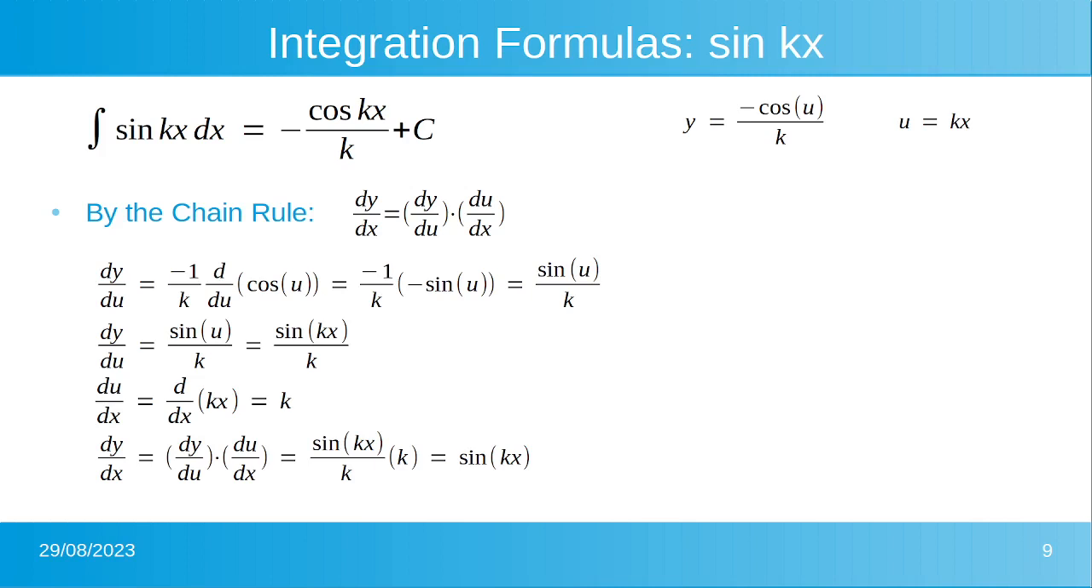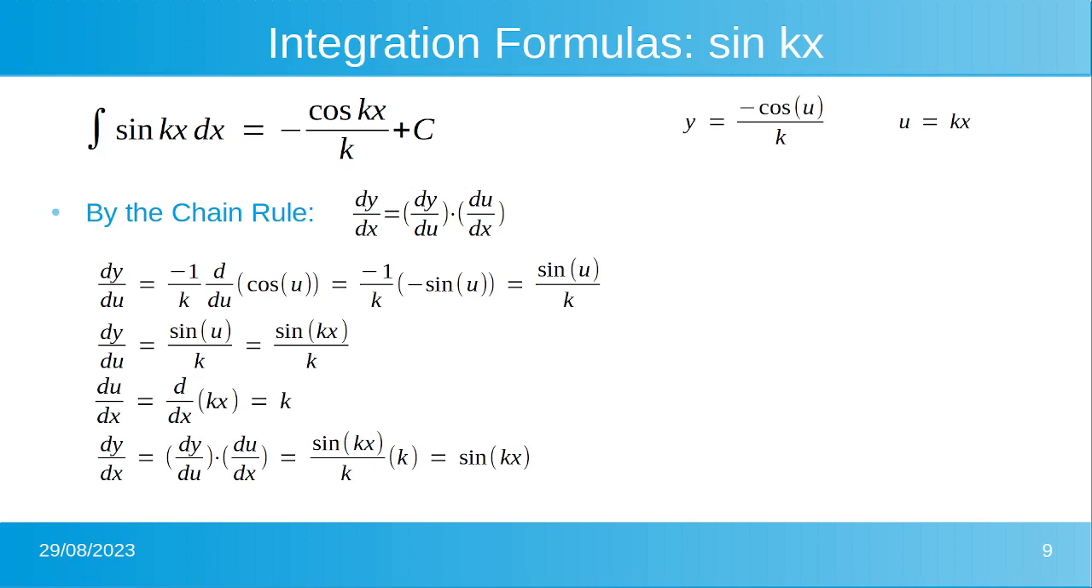So now we just have to work out what du dx is. So we start with u is equal to kx and we differentiate it with respect to x. So du dx, that's equal to the derivative with respect to x of kx, which is equal to k. So now we have dy du and we have du dx. We just have to multiply them together. So dy dx is equal to dy du multiplied by du dx, which is equal to sine kx over k multiplied by k. The k terms cancel, giving us sine kx.